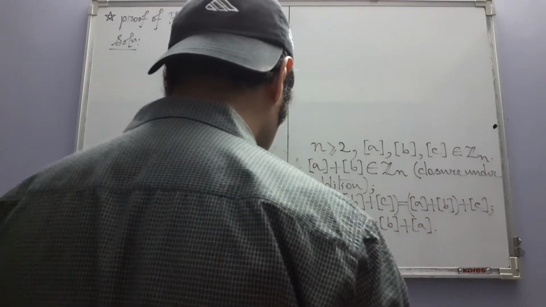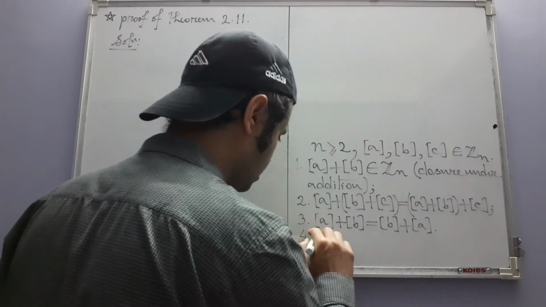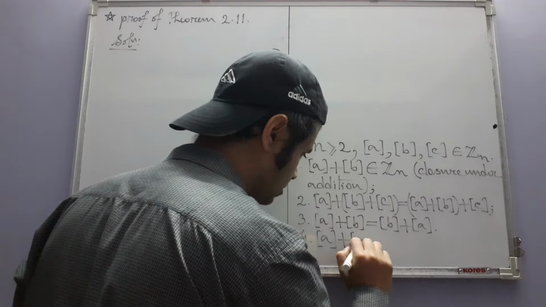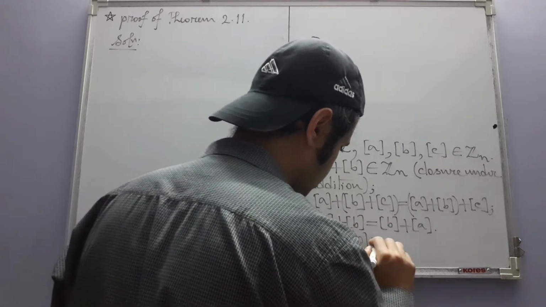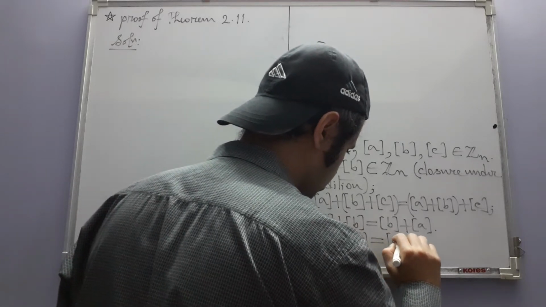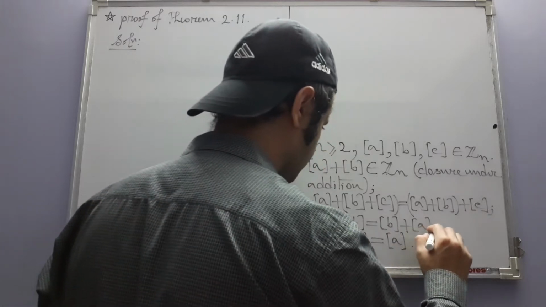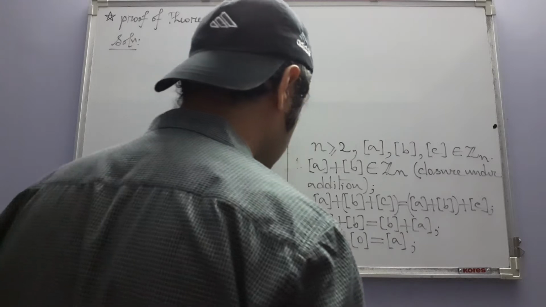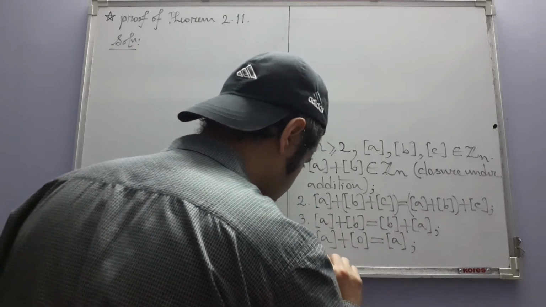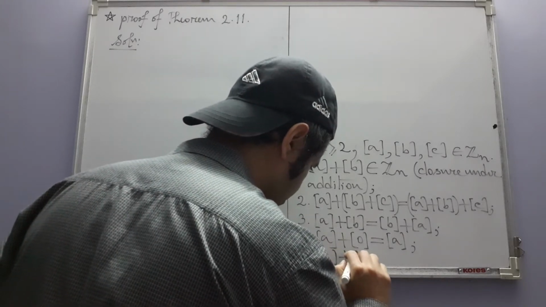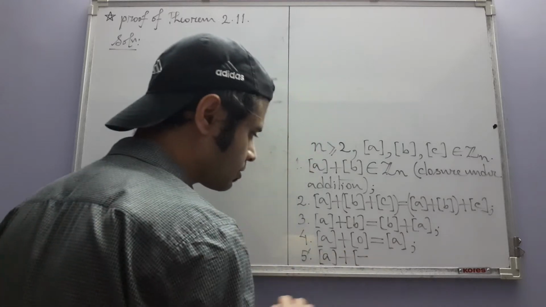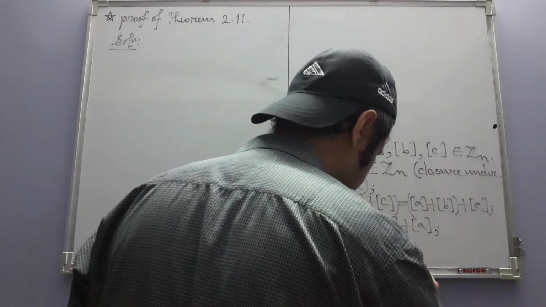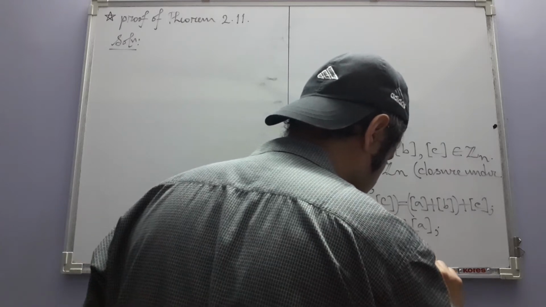Then the fourth one is additive identity. There is this congruence class containing 0, which has no effect on addition. And finally, there is this fifth one, additive inverse. If you add this congruence class to this one containing minus a, then you get the additive identity.